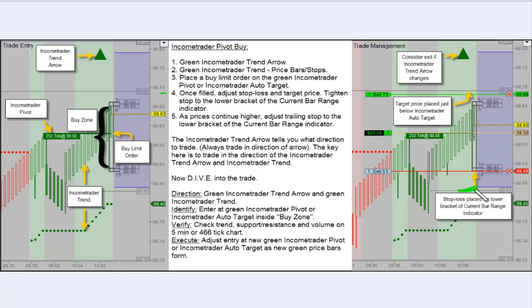So I always have an order-cancels-other bracket order when placing a trade. Let's say my initial stop loss was here, and maybe my initial target was here. What I'm going to do is bring it in. I'm going to bring my stop loss first, most important, to the lower bracket. After that, I'll take my target and adjust it to whatever area I have above, indicating a potential exit zone. In this case, we have an Incometrader auto target, so I'll bring it down about one tick in front there. And that's my trade management aspect of the trade.